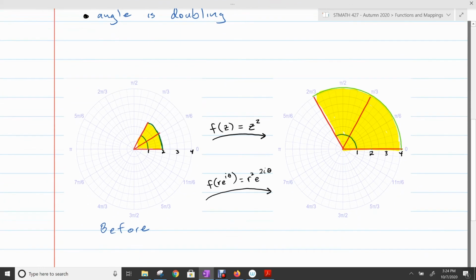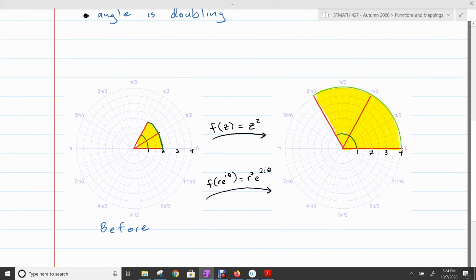It's doing this sort of stretching and then doubling the angle at the same time. So it's easy to see what the effect of that is if you look at a circular sector. It doubles the angle of the pie, but it also stretches out the radius of that piece of pie by the square of whatever its radius is.